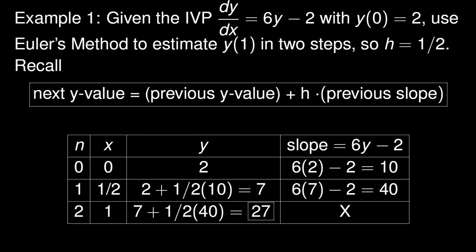You do not have to calculate this bottom right entry because guess what? We're done. That value of 27, that is the y value on the second step, and that is exactly what we're looking for here. So y of 1 is approximately equal to 27 in our first example.